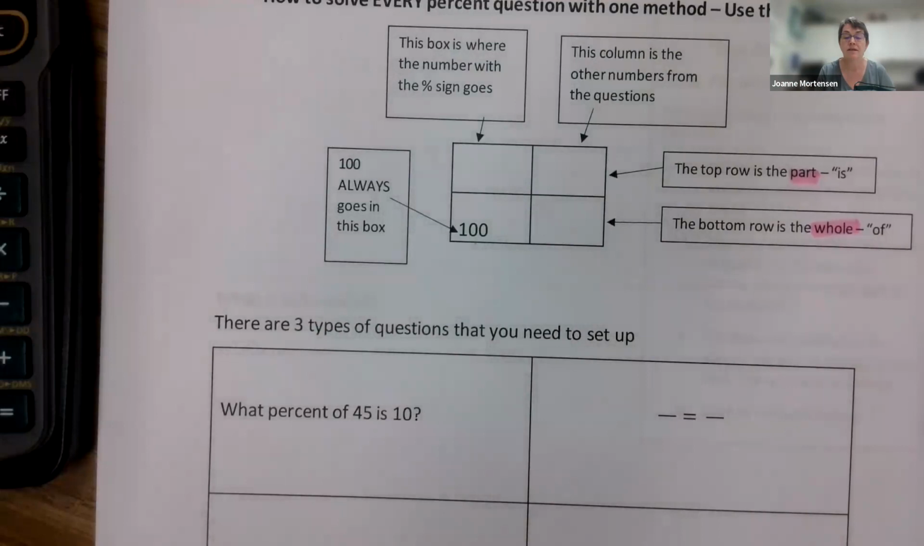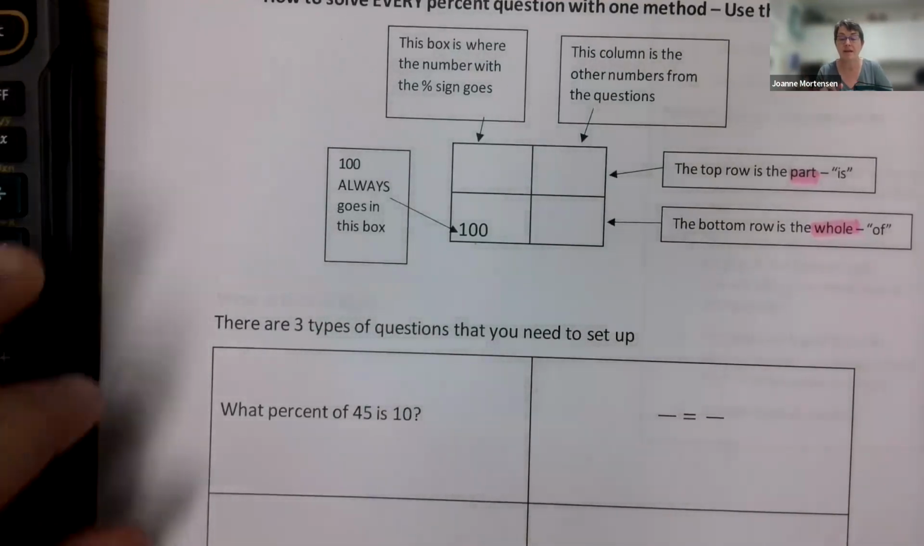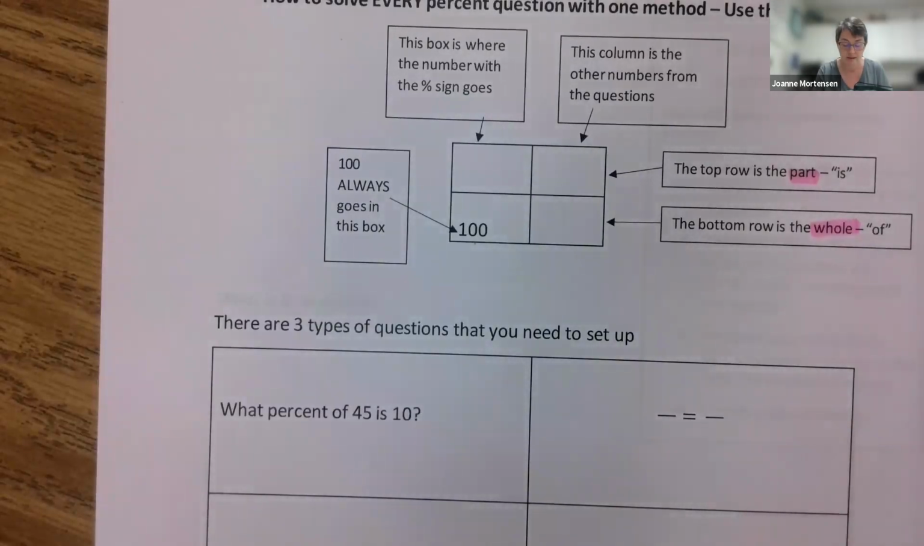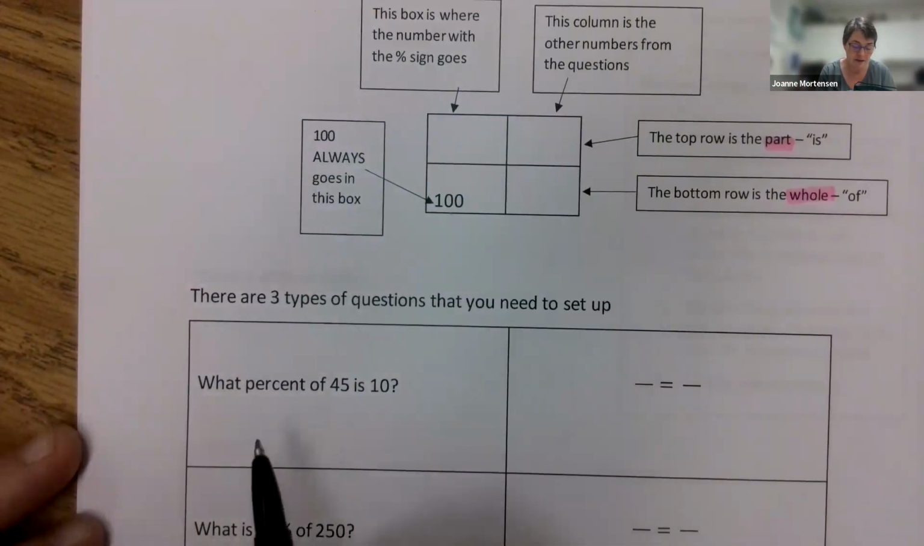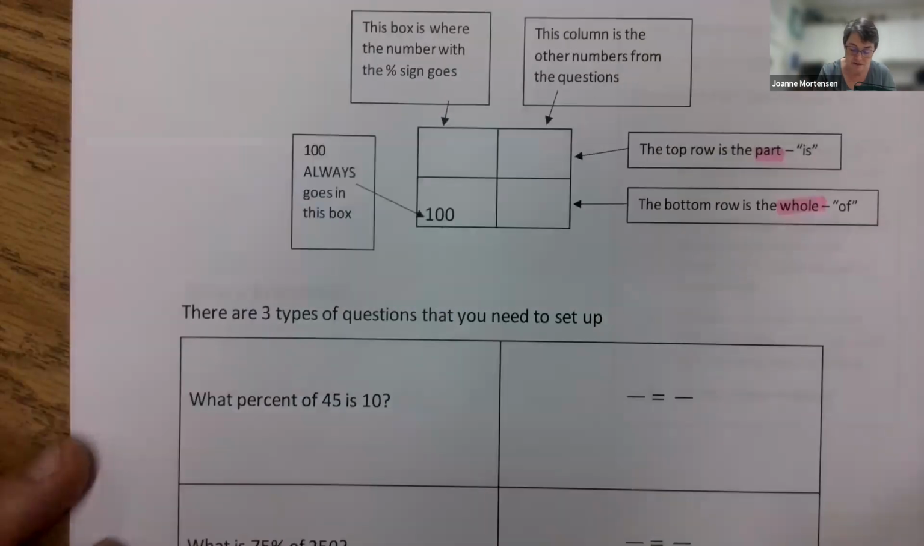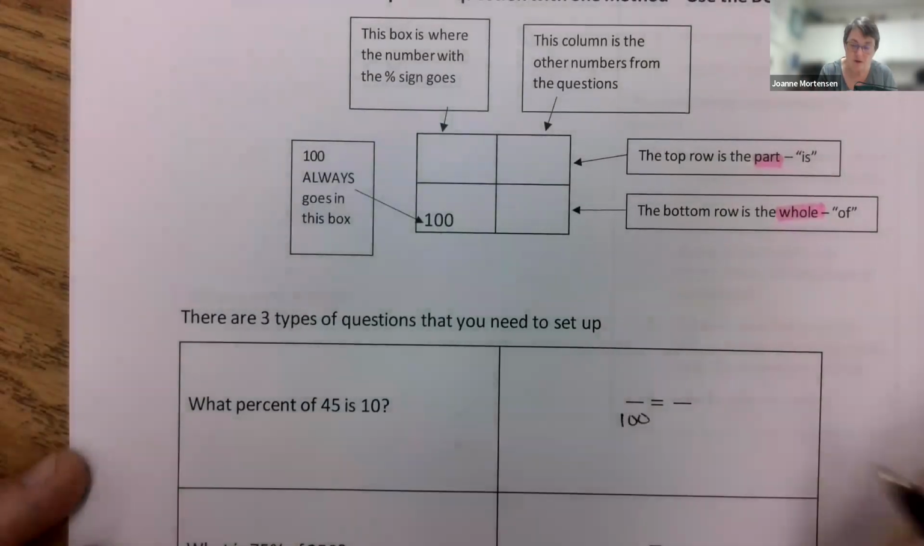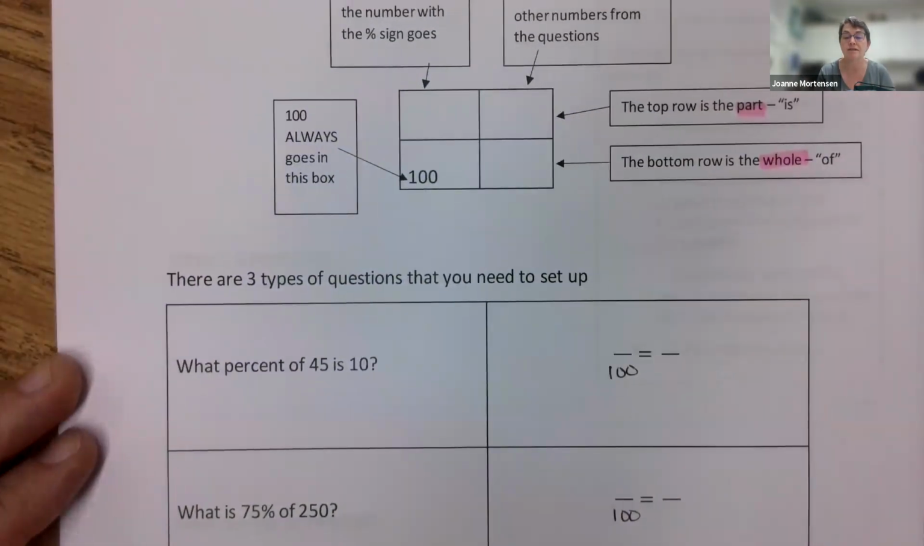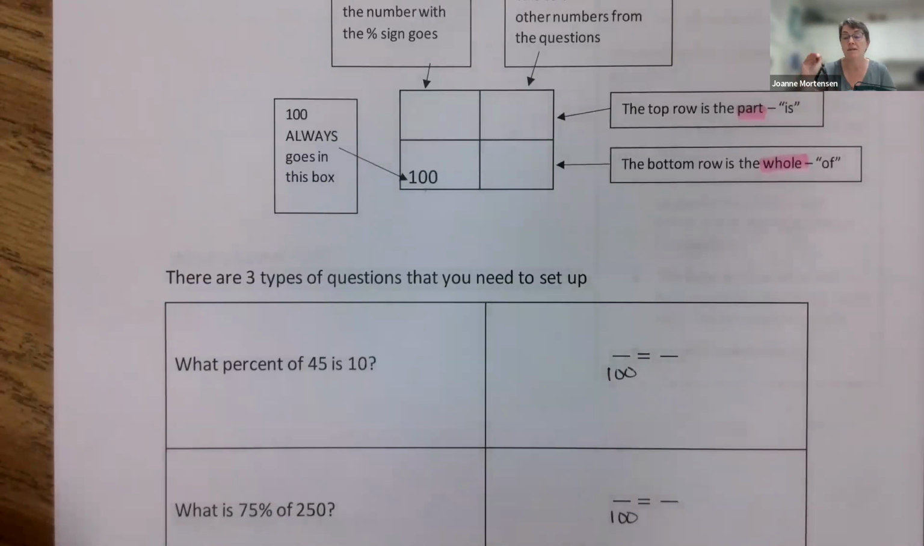Okay, so there's only 3 types of questions, and I'm going to do one of each right now. But then we're going to split them off and do practice on each one. All right, so it says, what percent of 45 is 10? First things first, 100 goes there. And you know what? I'm doing that for all the questions, because bottom left, always 100, done.